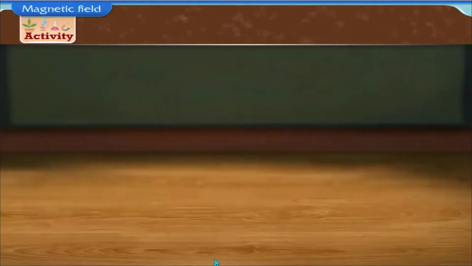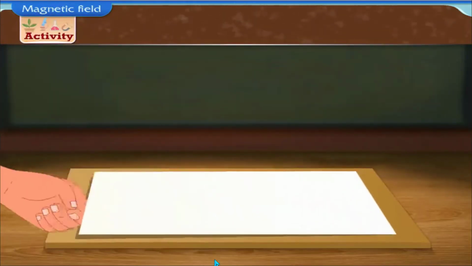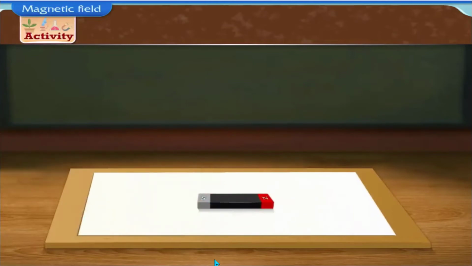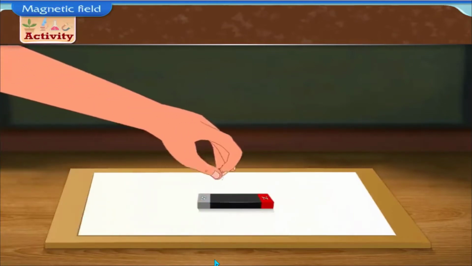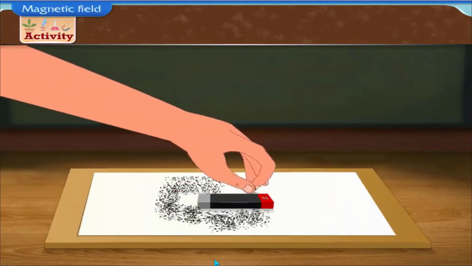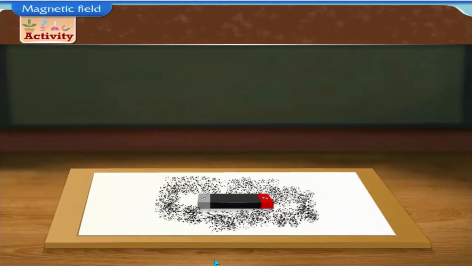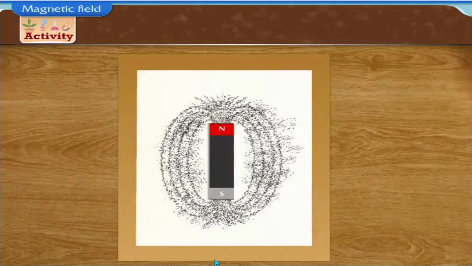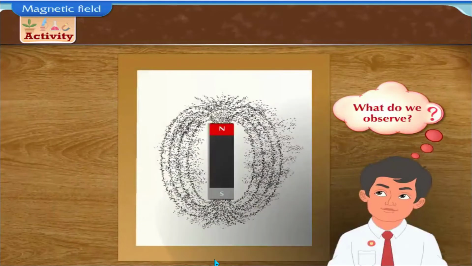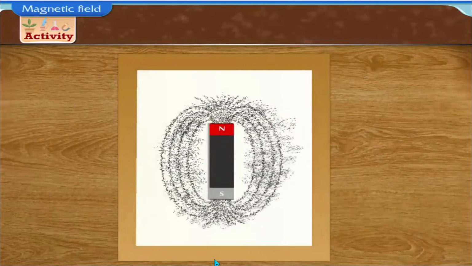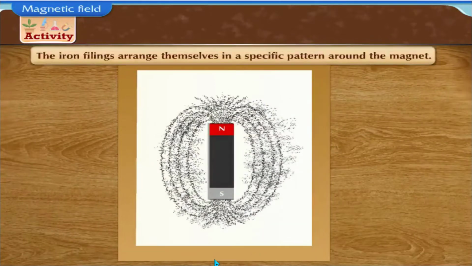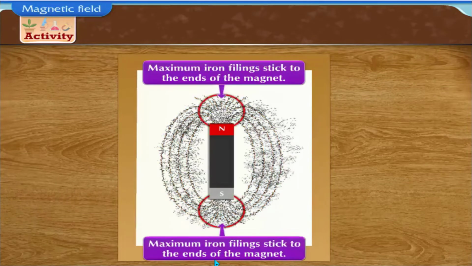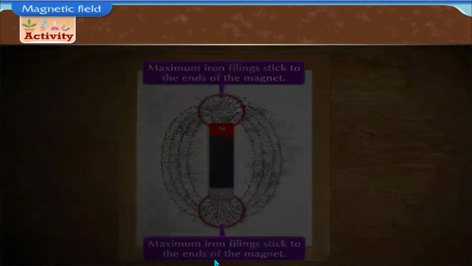Activity. Let us take a small cardboard and place a bar magnet at its center. Now, sprinkle some iron filings on the cardboard around the magnet and tap the cardboard gently. What do we observe? Yes, the iron filings arrange themselves in a specific pattern around the magnet. Maximum iron filings stick to the ends of the magnet.